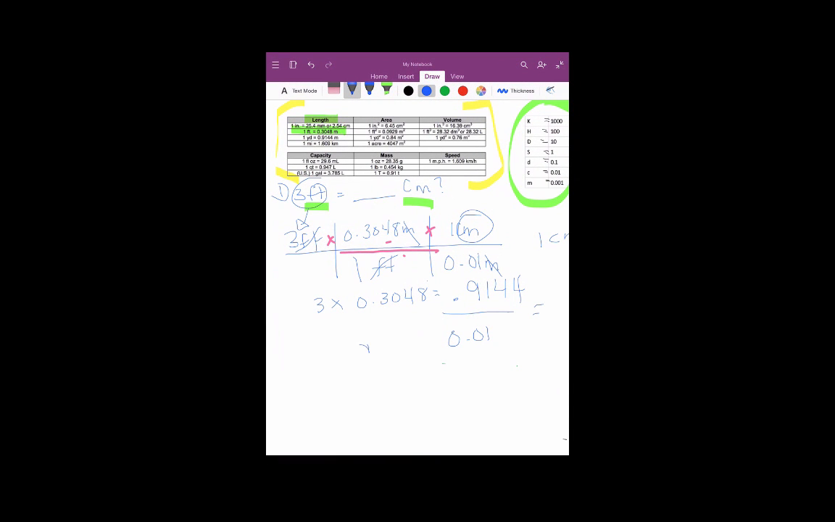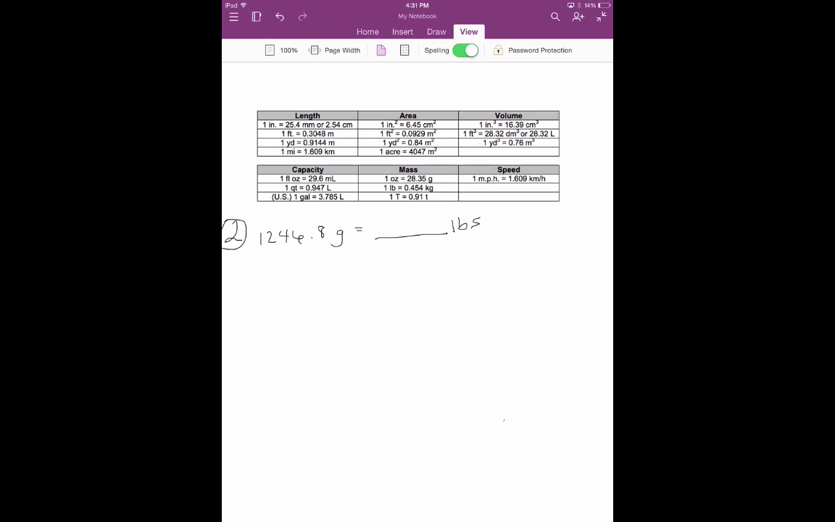This equals 91.44. No answer is complete without our units. We were left with centimeters, so the answer should be centimeters. That gives us a problem of 3 feet equals 91.44 centimeters. Yay! Alrighty, let's do another one.